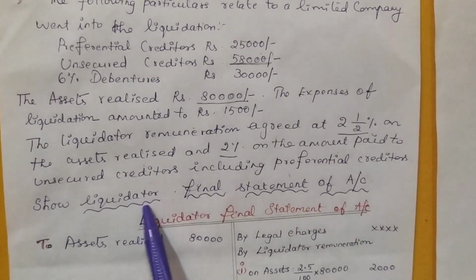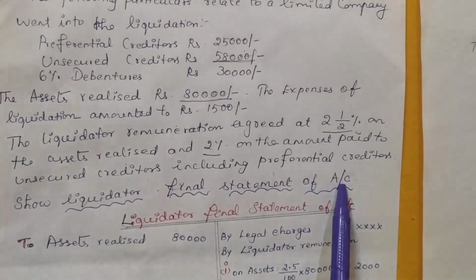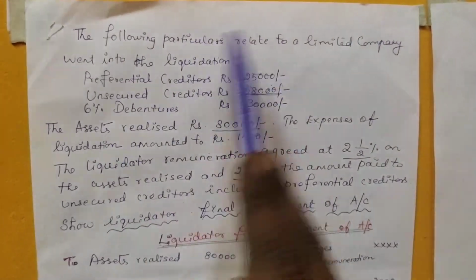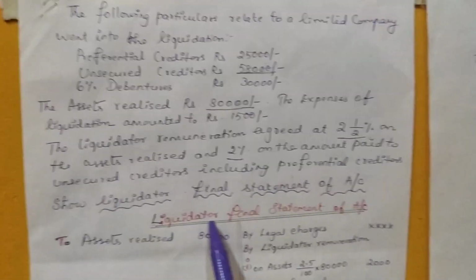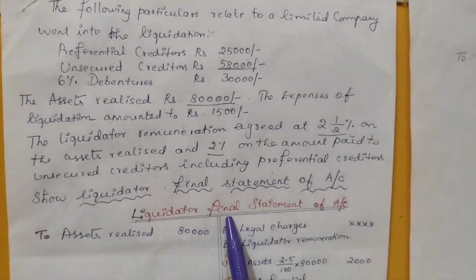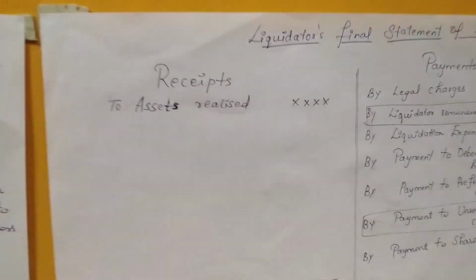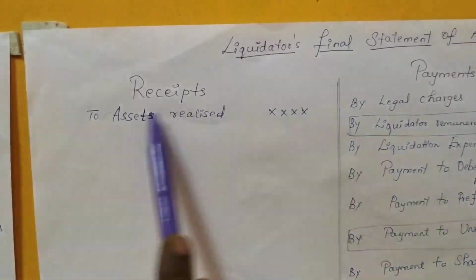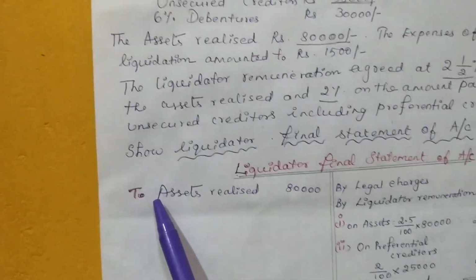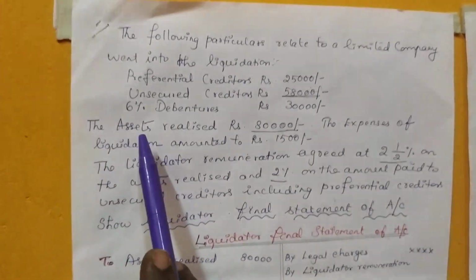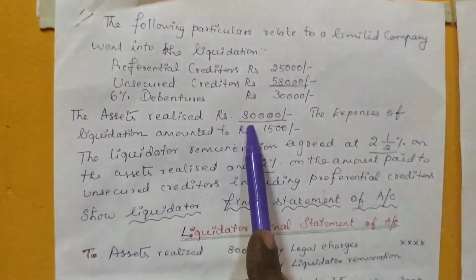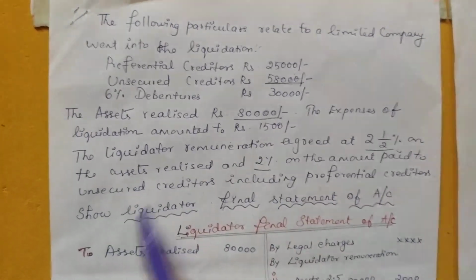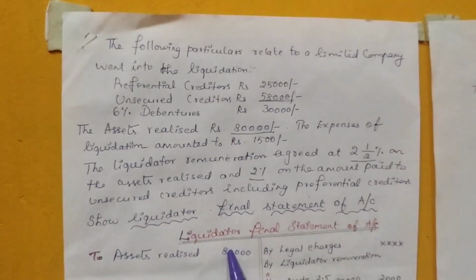So, liquidator final statement of account. In this sum we are going to see how the liquidator final statement of account is to be prepared. As per the format, first on the receipt side you should have assets realized. Here the assets realized in the sum come to how much? 80,000. So to assets realized 80,000.